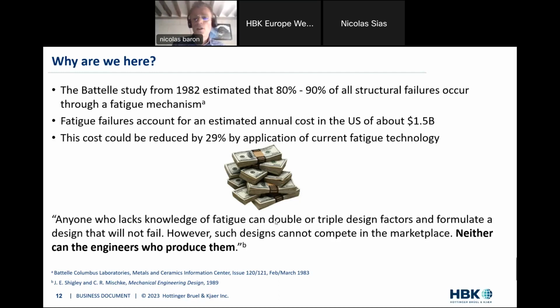That is no longer the case nowadays. Such designs nowadays cannot compete in the marketplace. We are in a very competitive workplace. We really should strive for creating products that really address their end markets in a finely tuned way.